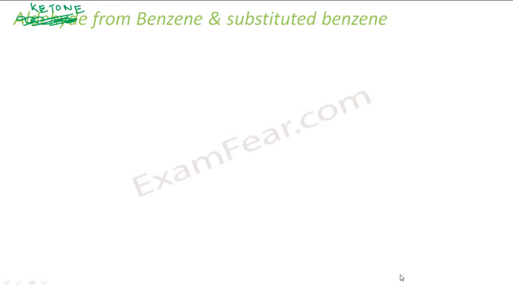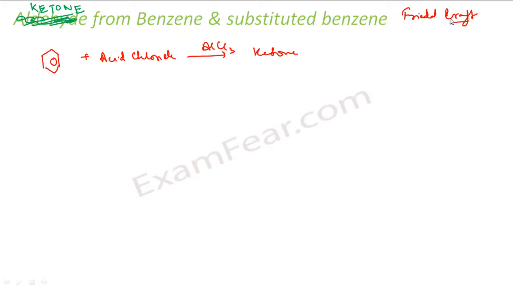Let's see this reaction where we have to prepare ketones from benzene and substituted benzene. So here if you take a benzene, and we can take some acid chloride, and we can use AlCl3. It will be a Friedel-Crafts reaction. You will get a ketone. This is nothing but my Friedel-Crafts reaction. We have seen this reaction a couple of times.